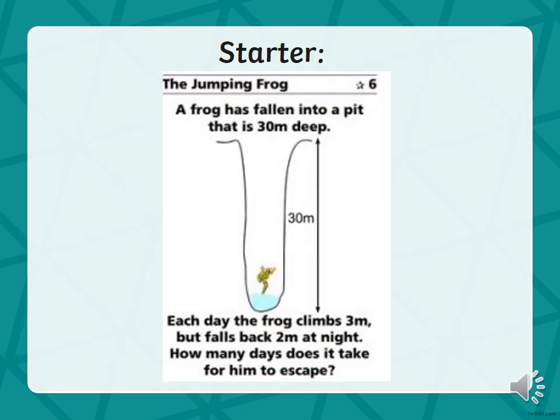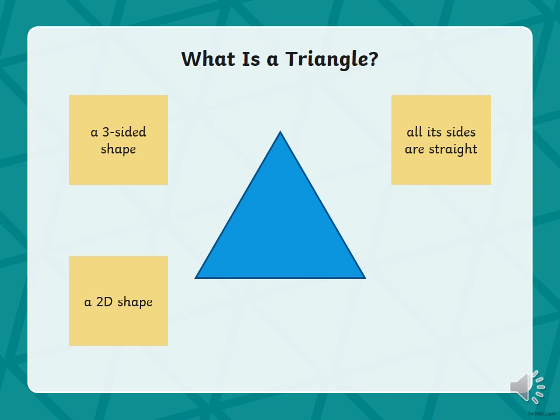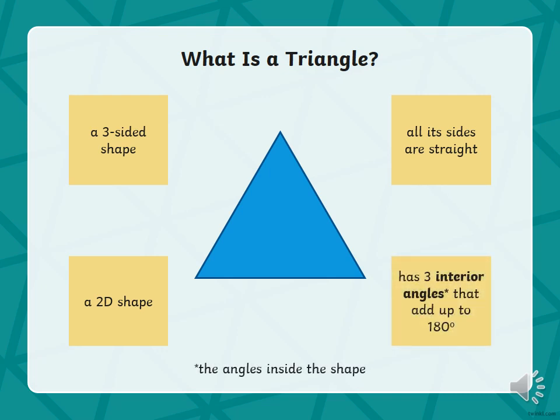Okay, so your starter. I want you to pause the video and try to attempt this starter. So what is a triangle? I want you to pause the video for a minute and just think about what a triangle is to you. What is a triangle? So here, a triangle is a three-sided shape. All its sides are straight. A 2D shape. It has three interior angles that add up to 180 degrees. The angles inside the shape.